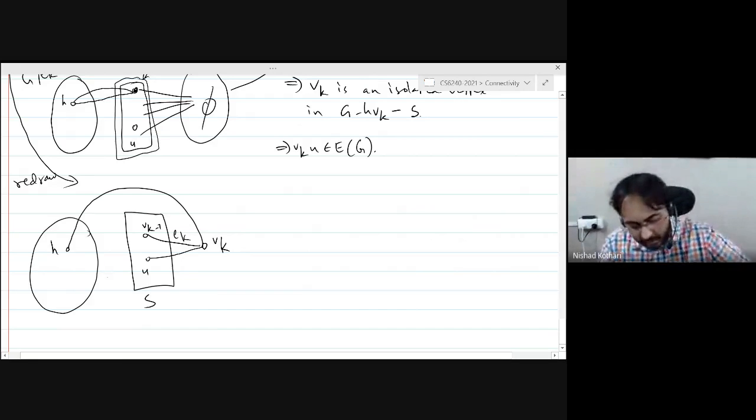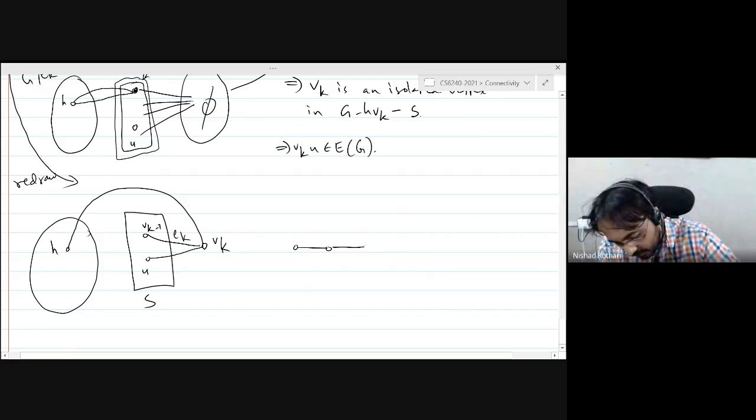So now I want to go back to our partial K wheel. So let's draw the partial K wheel here.